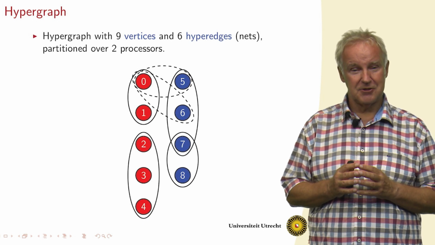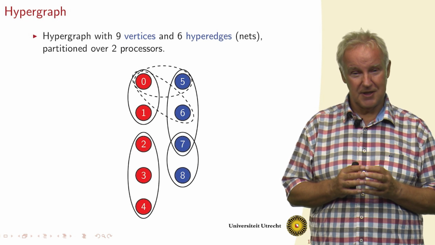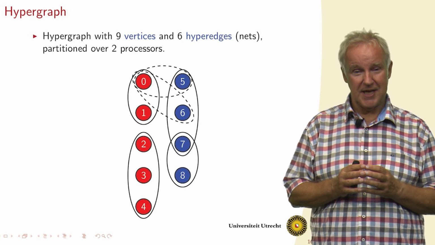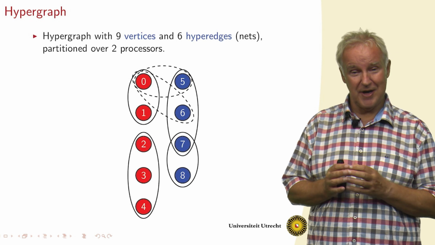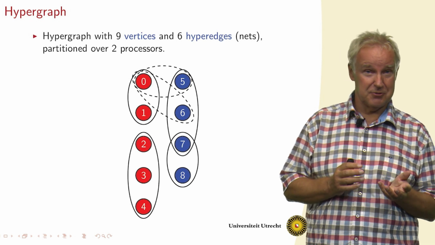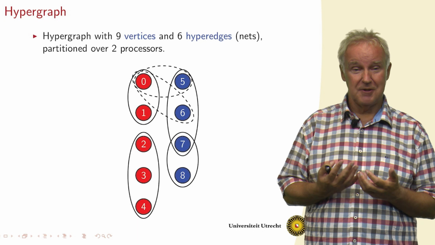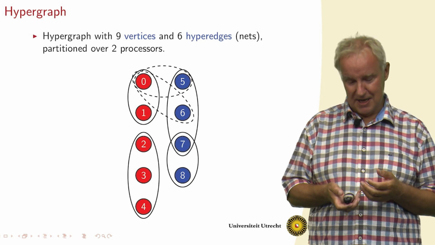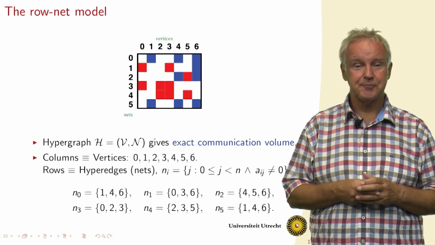On the other hand, there's also a group on the top. There's a hyperedge connecting vertex 0 and 5, but 0 is red and the other one is blue. This is what we call a cut hyperedge.